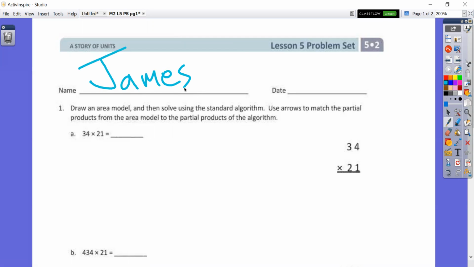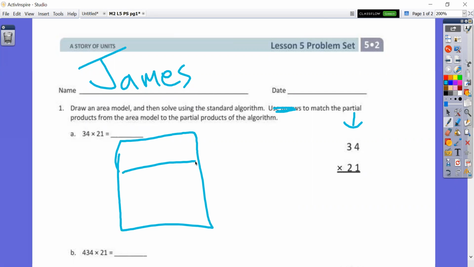So it says draw an area model and then solve using the standard algorithm. Use arrows to match the partial products from the area model to the partial products on the algorithm. You don't need to use arrows because I'll be able to see it. If I can see it, that's good enough for me. So we have our standard algorithm on the right. We need to draw an area model over here.